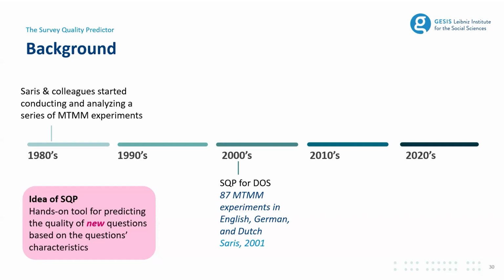Back then it was developed for DOS, and the prediction algorithm implemented in SQP was based on 87 of these MTMM experiments in English, German, and Dutch. It was a linear regression model. So you would just plug in the characteristics of your question, trying to get to the quality estimate. And then a few years later, they released it also for Windows.